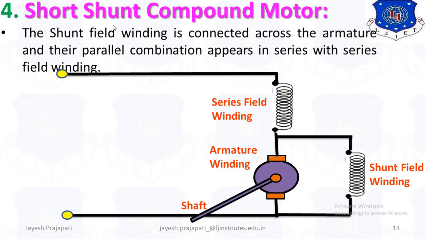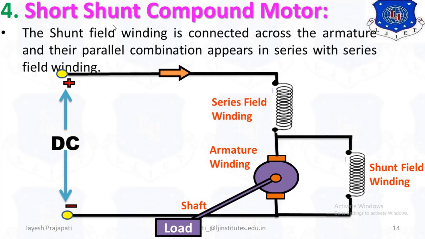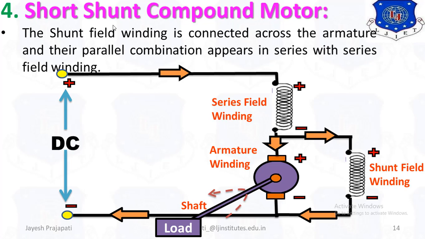Now at the center of the armature there is a shaft, and at the shaft we have to connect the load. Now due to this external DC supply a current can flow through the series field winding in this way, and the motor can rotate in this way, in anti-clockwise direction.